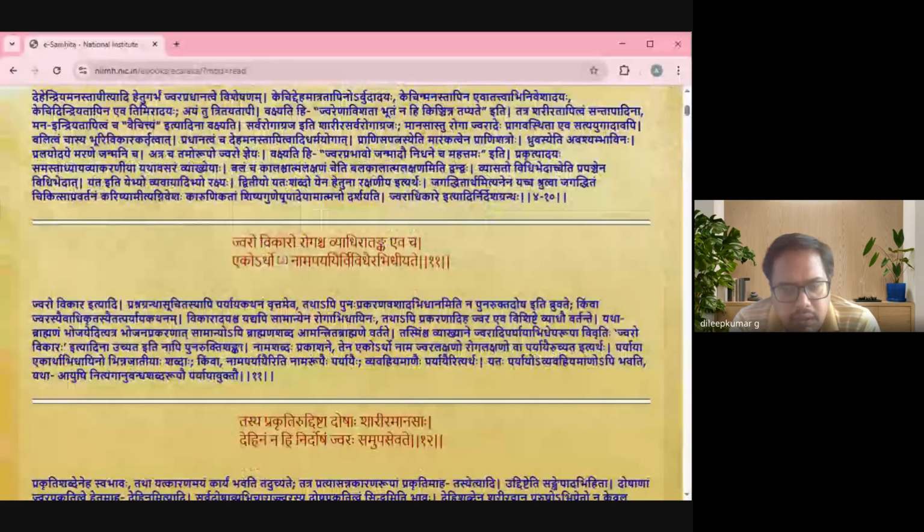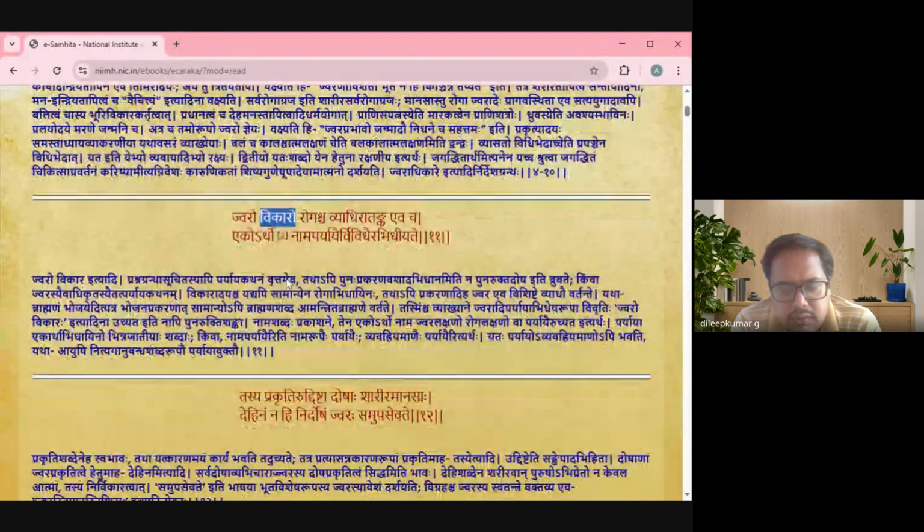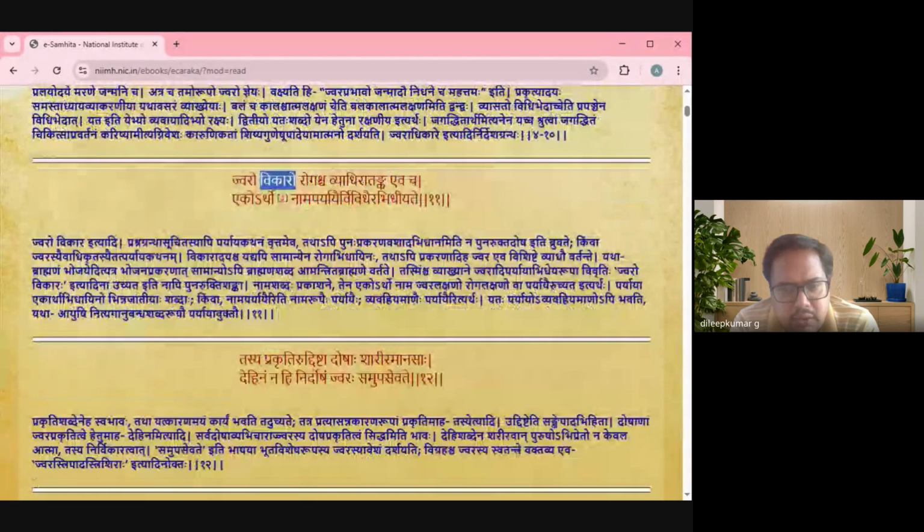So these are all the Paryaya, synonyms of Jwara, that is Jwara, Vikara. Vikara means general disease, but Jwara is also named as Vikara. Vikara is equal to Jwara, Jwara is equal to Vikara. Roga, Vyadhi, Atanka, all these are Paryaya synonyms of Jwara.